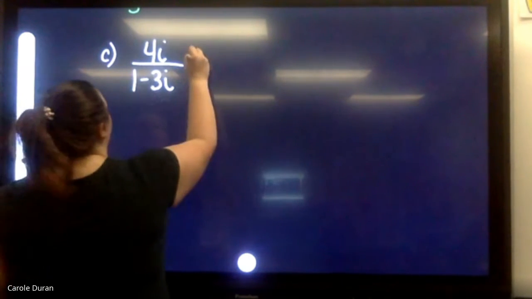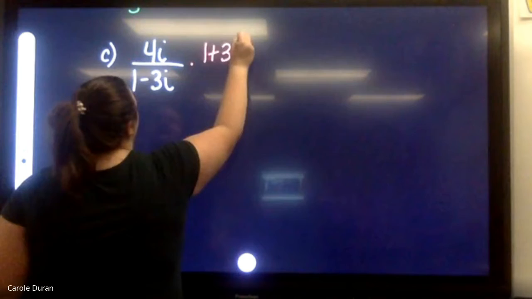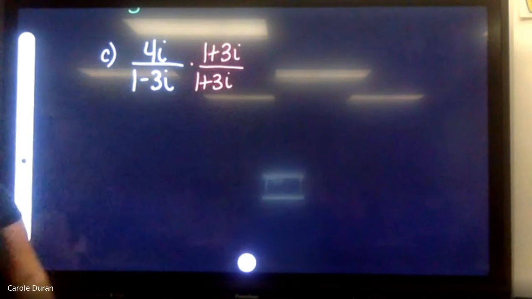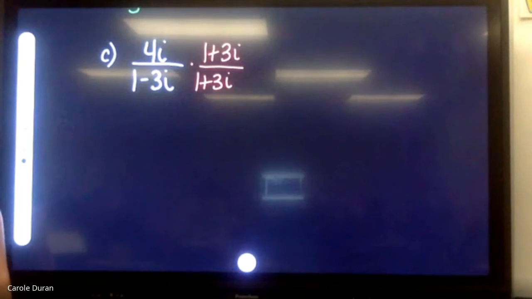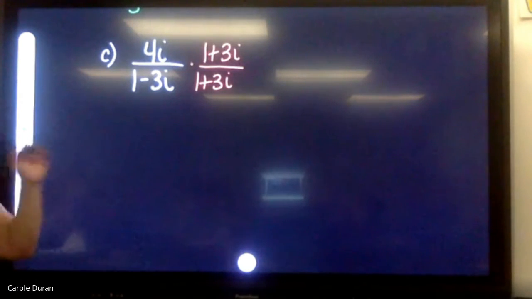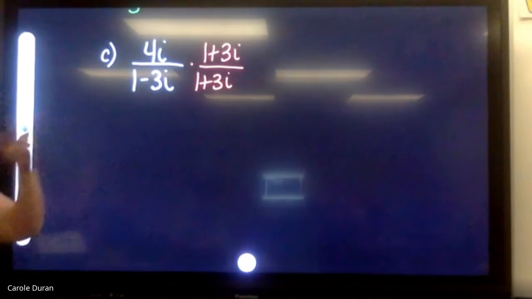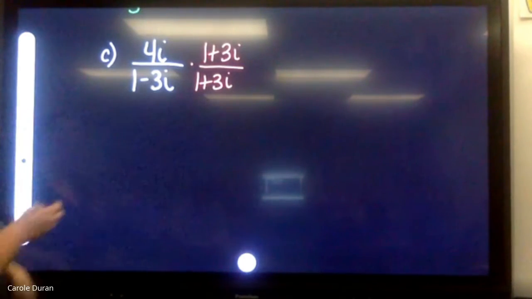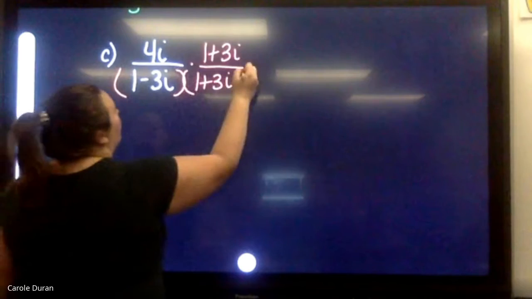So what is the conjugate of 1 minus 3i? 1 plus 3i. So I'm going to multiply 1 plus 3i into both the numerator and the denominator of this fraction. When I multiply, we multiply straight across. Make sure we're not crossing fraction bars anywhere. And if I have a binomial, or 2 terms times 2 terms, I have to FOIL. Make sure you're paying attention to those rules as well. So we multiply straight across.